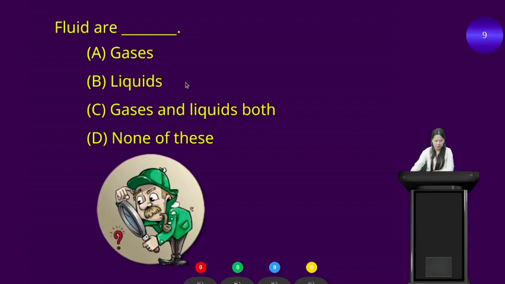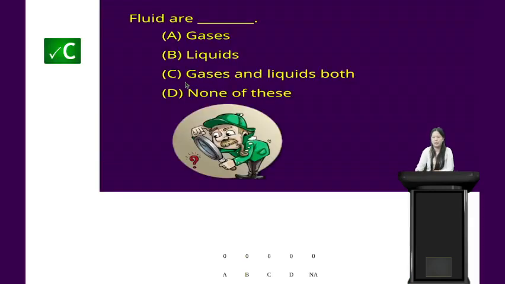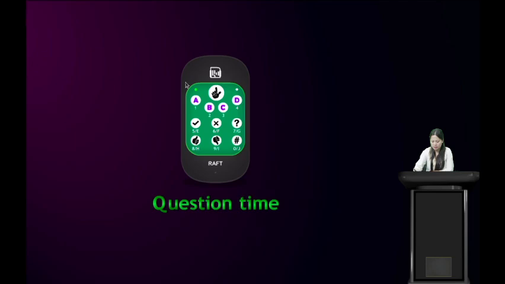Yes students, which of the following options is the correct answer? Alright students, your time is up, and yes, very good. The correct answer for this question is option C, that is both gases and liquids. Gases and liquids are commonly known as fluids.